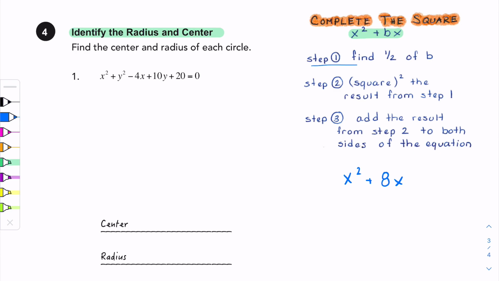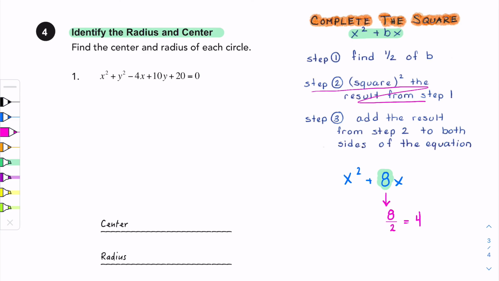The first step is to find 1/2 of your b value. Well, in this case, your b value is 8. So if we find half of that, it would be 8 divided by 2, which is equal to 4. That is half of your b value.